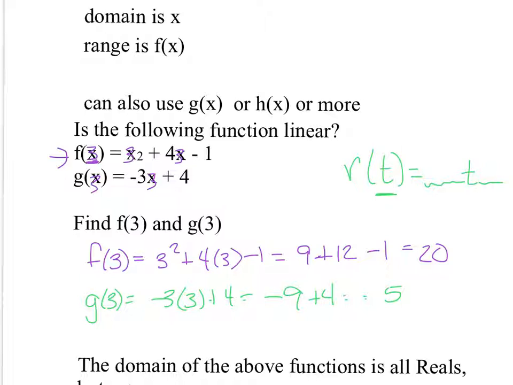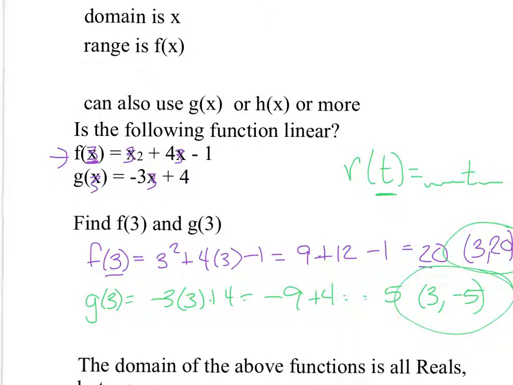And really I can go back and I can say, well, x is 3 and y is 20. So I can make this notation here. And for this one, I can say x is 3 and y is negative 5. And I can have that notation. These are my ordered pairs that are part of my solutions.